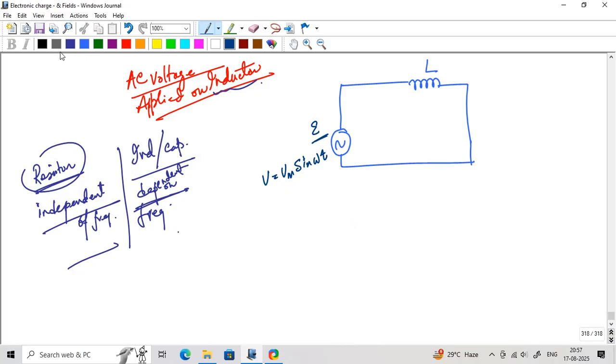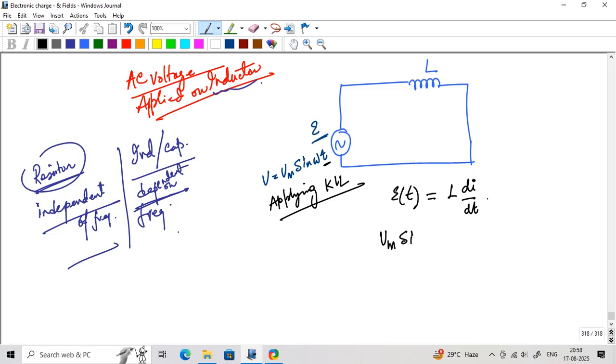Now applying KVL, Kirchhoff's voltage law here. The EMF is a function of time because V equal to Vm sine omega t is a function of time. The potential drop across the inductor is L di/dt. So EMF(t) is equal to Vm sine omega t equal to L di/dt.